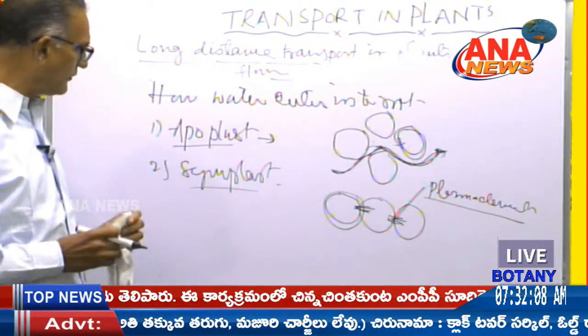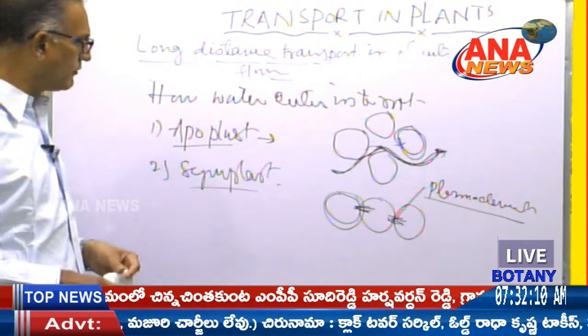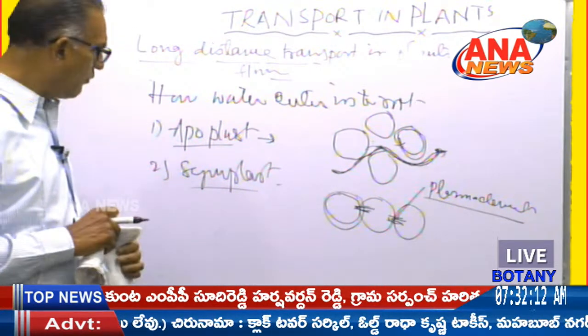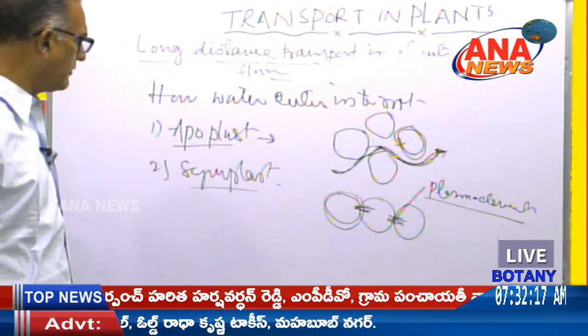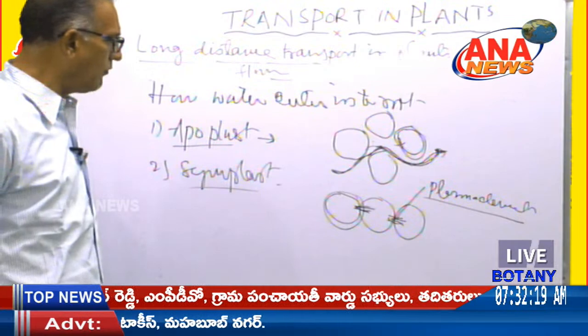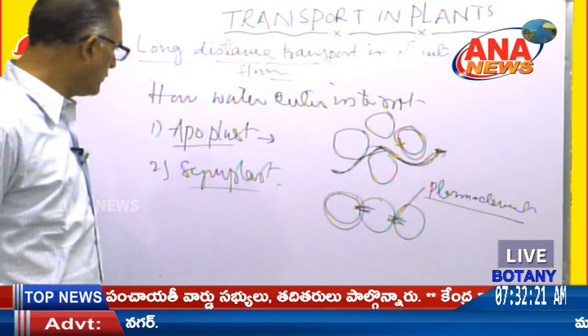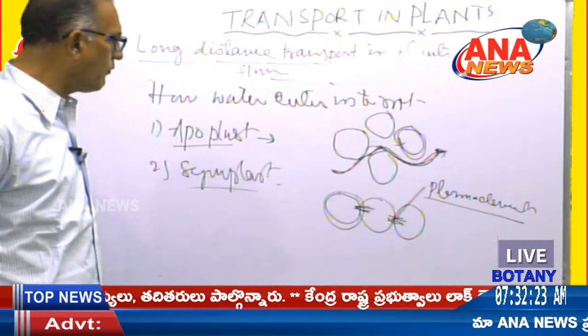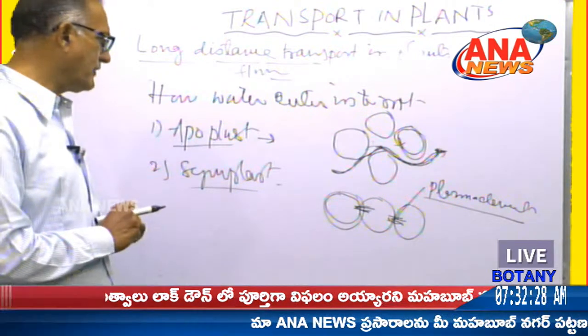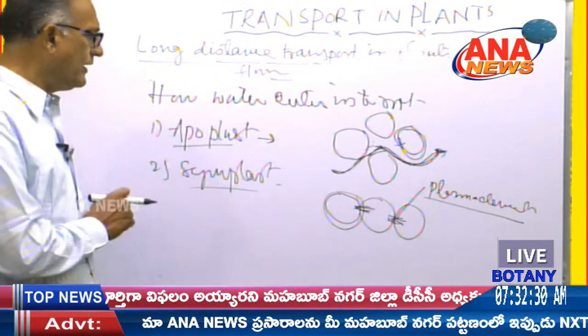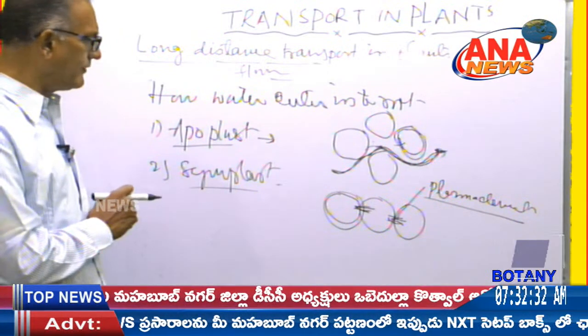Apoplast is a continuous system formed by intercellular spaces and cell walls. Here in apoplast, the water passes through the intercellular spaces along with the cell wall. So here we have to remember that in apoplast the water is not passed across the membrane, not passed through the cells. It is just outside the cell, that is, in the intercellular spaces and cell wall.